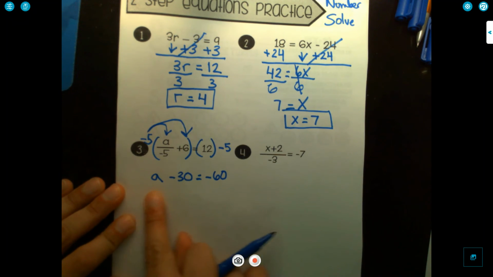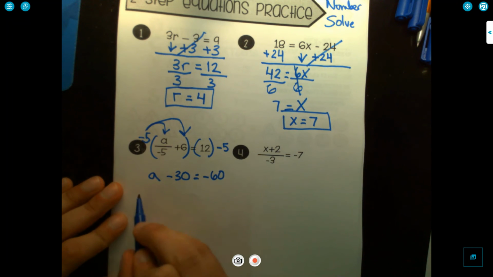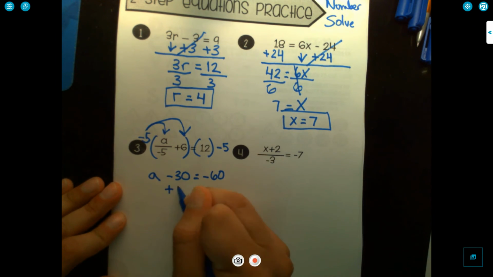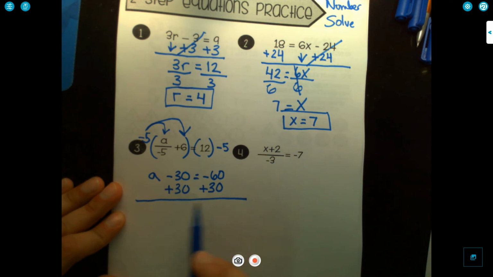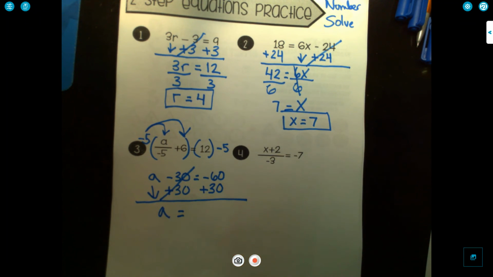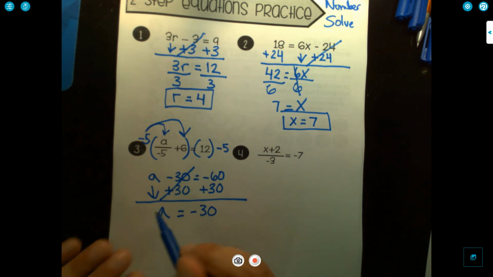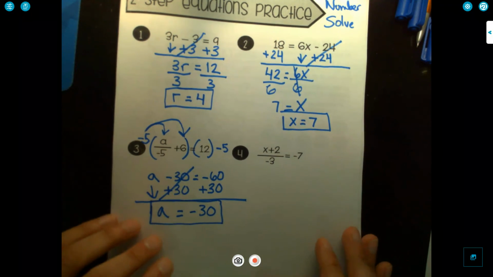All right, so now we treat it just like we're solving one-step equations. So we're going to do the number, plus 30 on both sides. -30 plus 30 cancels out. Carry down our a. We isolated the a. So -60 plus 30, you should get -30. And that's a isolated, so a equals -30.